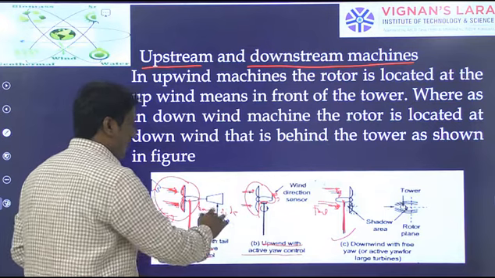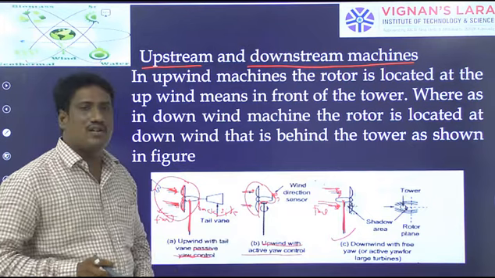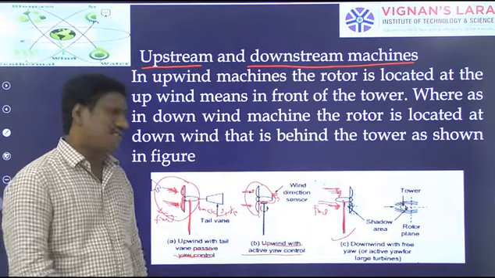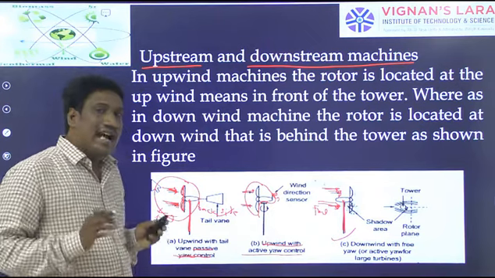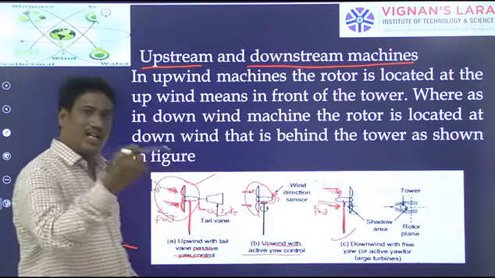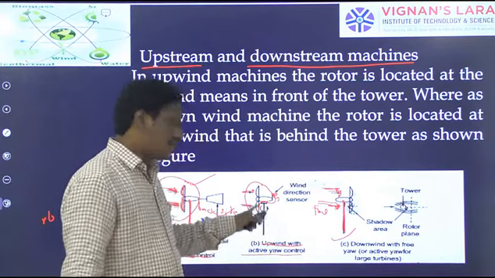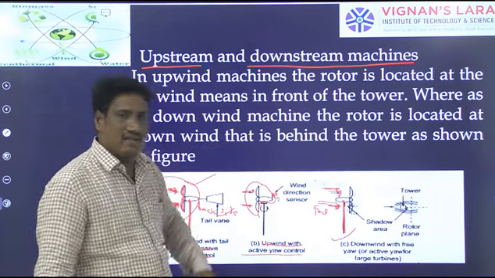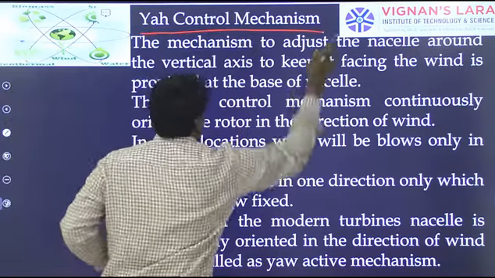Yaw can be controlled manually, which is passive yaw control, and it can be controlled automatically with the help of a wind direction sensor. If it is automatically controlled with the help of a wind direction sensor, that is called yaw to yaw control. In passive yaw control, the head is moved manually with respect to the wind. In yaw to yaw control, the sensor continuously senses the wind, and it is continuously rotated. Next one will be the yaw control mechanism.